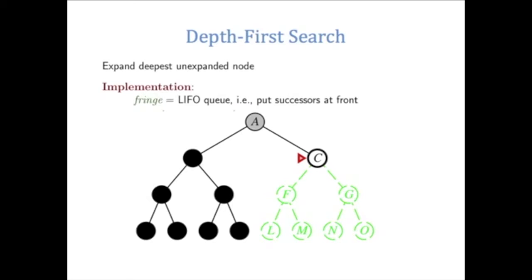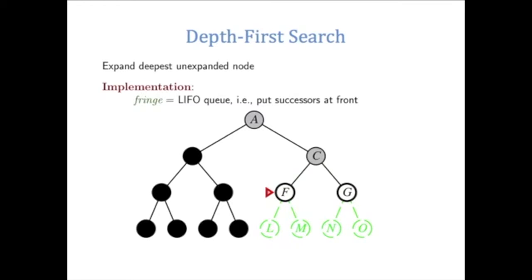So we'll turn to the other last unexpanded node in our stack, which is C. So we expand C. That gives us F and G. We're going depth first, so we'll expand F first, and we'll expand L. We'll take a look at L. It has no children, and then we can take a look at M and find our solution.